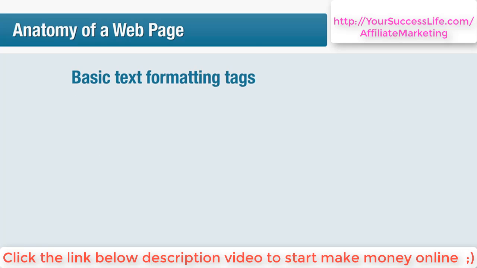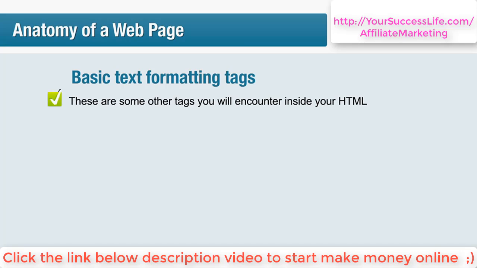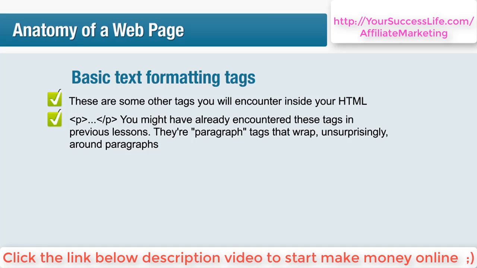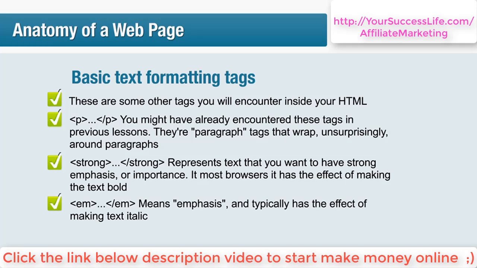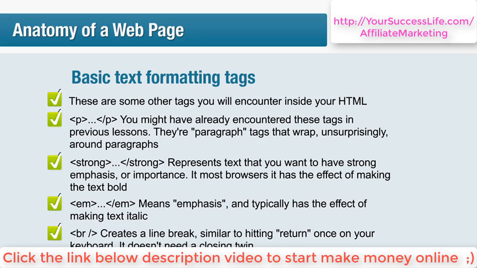And basic text formatting tags. These are some other tags you will encounter inside your HTML. P and close P. You might have already encountered these tags in previous lessons. They are paragraph tags that wrap, unsurprisingly, around paragraphs. Strong represents text that you want to have strong emphasis or importance. In most browsers, it has the effect of making the text bold. EM means emphasis and typically has the effect of making text italic. And BR or break creates a line break, similar to hitting return once on your keyboard. It doesn't need a closing twin.